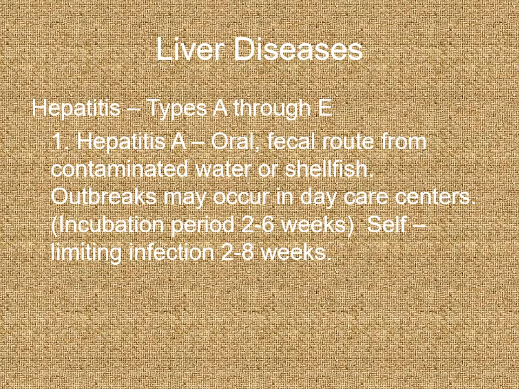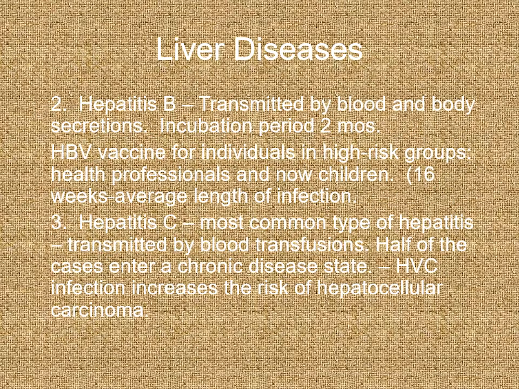Hepatitis B. Transmission by blood and body secretions. Incubation period is around 2 months. Transmitted by blood and body secretions. Vaccine for individuals in high-risk groups, health professionals, and now children. 16 weeks average length of infection.